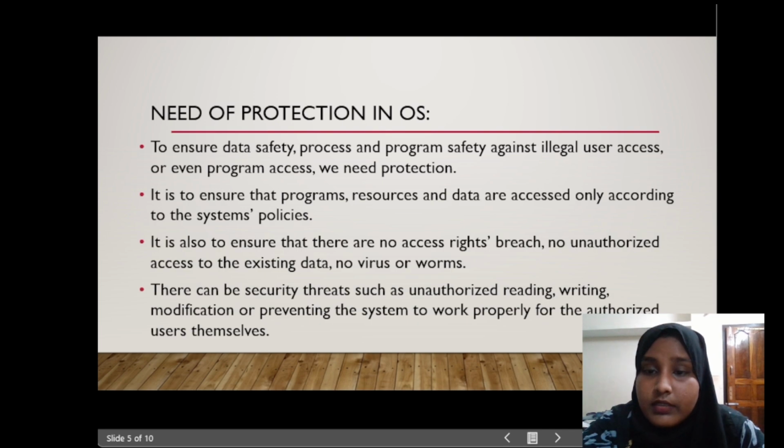It is also to ensure there is no access rights breach, no unauthorized access to the existing data, and no virus or worms. Protection helps to avoid security threats like viruses and worms from damaging the system. Viruses and worms may cause damage to the system, steal data, or cause the system to malfunction. So we need protection in an OS. The last point says there can be security threats such as unauthorized reading, writing, modification, or preventing the system from working properly for authorized users themselves. Protection prevents unauthorized reading, writing, or tampering with the data, and ensures that the system runs smoothly for legitimate users.